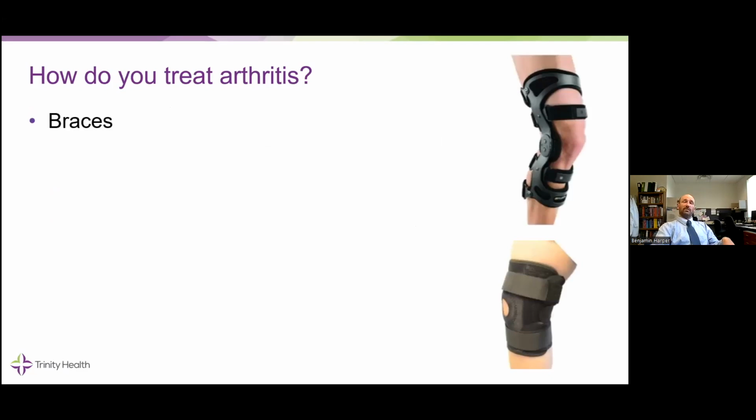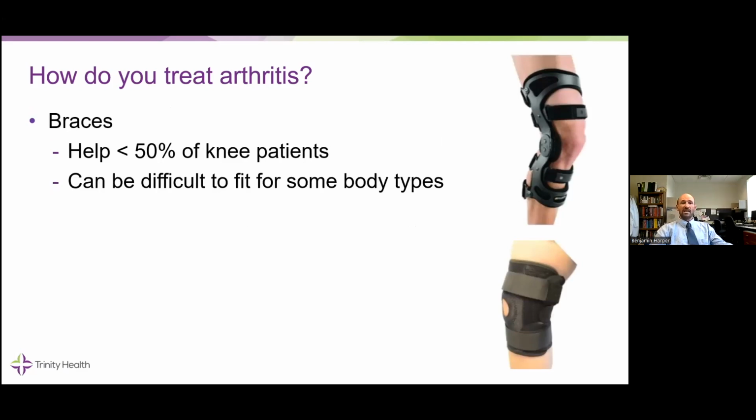Bracing options. So everybody watched Forrest Gump and wanted to be that guy. They help about 50% or a little less of knee patients. They can be difficult to fit for some body types. So a lot of them are going to be hinge knee braces. You can get a compressive brace at a pharmacy that helps some with swelling.